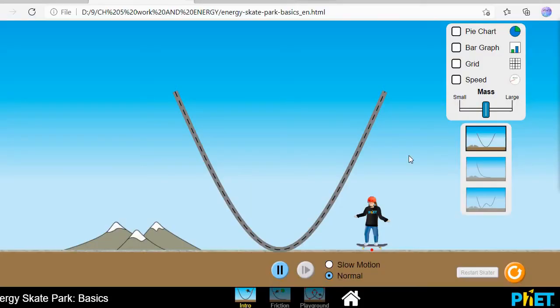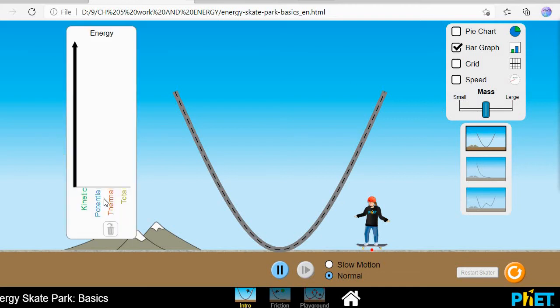Here we have the guy with the skateboard. He has a speed, of course, and we want the bar. Focus on this part here. We have kinetic and potential energy, and this is the total amount. You can see that when the kinetic energy increases, the potential energy decreases. When the potential energy increases, the kinetic energy decreases, but the total amount is the same every time.